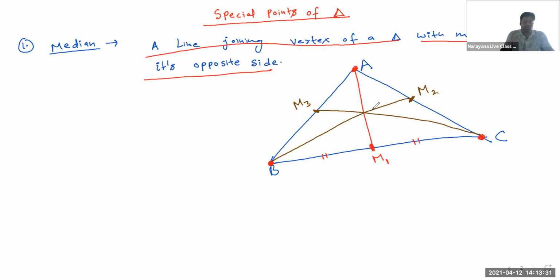Then one question arises: will they be concurrent? What is the meaning of concurrent? Concurrency means that if more than two lines intersect at the same point, then we can say that the lines are concurrent. Like if you take four lines, then all four lines are concurrent. If more than two lines intersect at the same point, then all the lines are called concurrent lines. Okay, got it? Great.